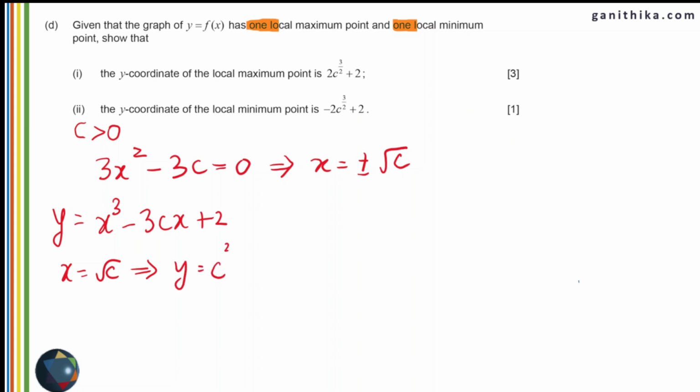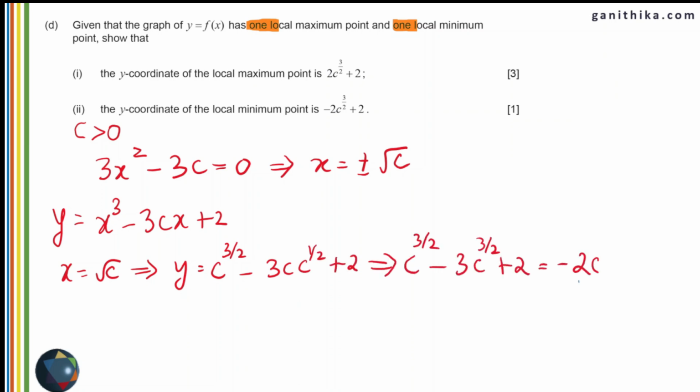So these are the values of y after substituting the values of x as square root of c. So you get minus 2c to the power of 3 by 2 plus 2, and this is the local minimum at x is equal to square root of c, and this is the answer for number 2 on the top.